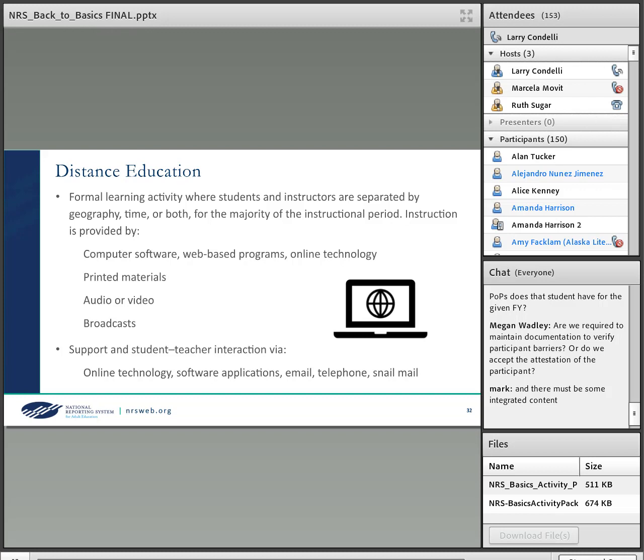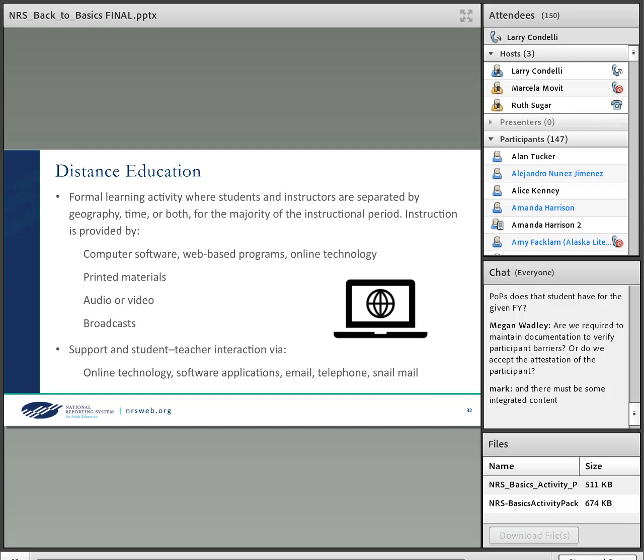It's, as you all know, become a much bigger number of students than there were before, since I presume a lot of states are becoming completely virtual for the time being. So distance ed is defined in adult ed under NRS as, you see the definition there, a formal learning activity where there's a geographic and physical separation, but instruction can be provided through computer software, much like we're doing here, printed materials, audio materials, or even broadcast.